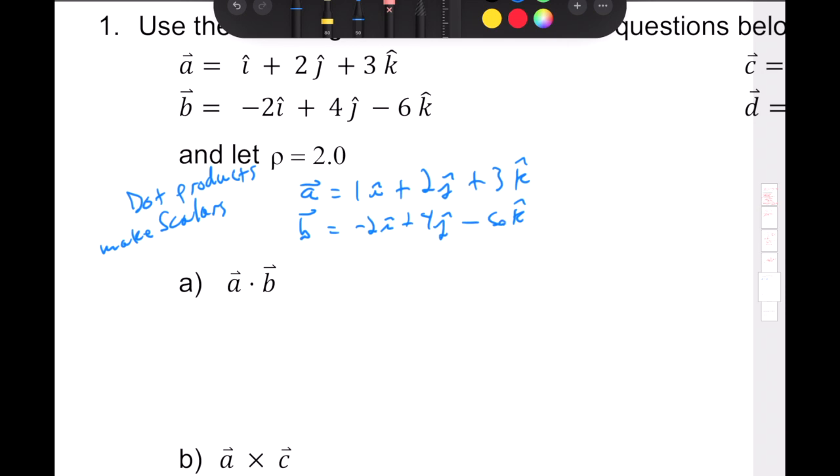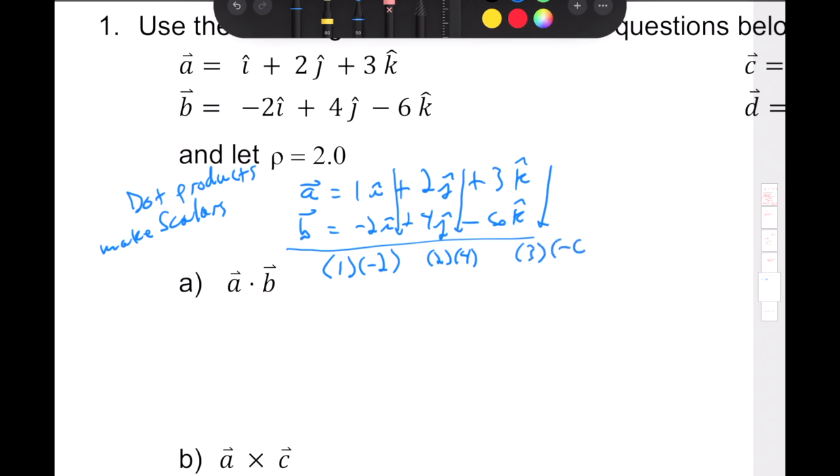And I draw a line underneath like I'm subtracting them, but I'm not. What I'm going to do is take each of these components and multiply them. 1 times negative 2. Multiply the i's. Now multiply the j's. Multiply the k's. So 2 times 4.